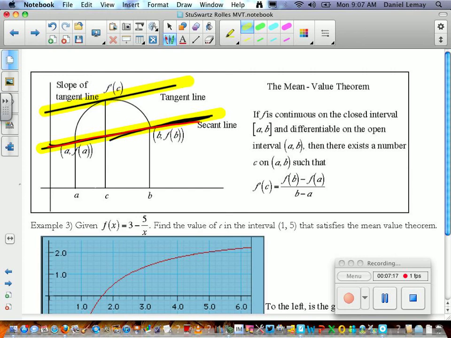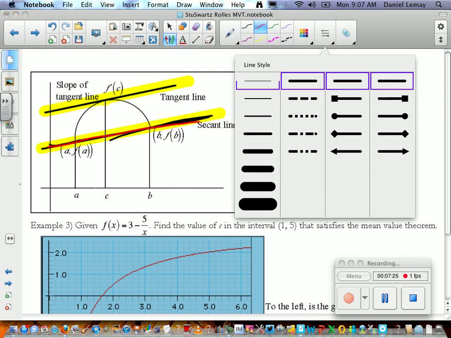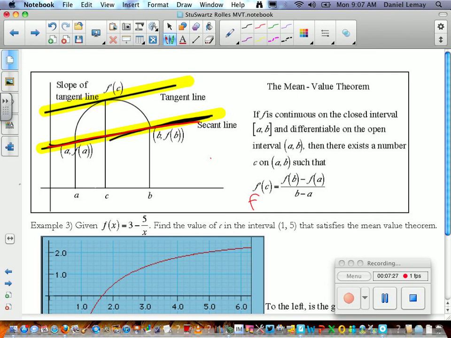And all the mean value theorem says is, in fact, you might want on paper to write that f prime of c equals the slope of the secant line. So basically what this says is the slope of the tangent line is the same as the slope of the secant line. Okay, so let's apply this to this problem.